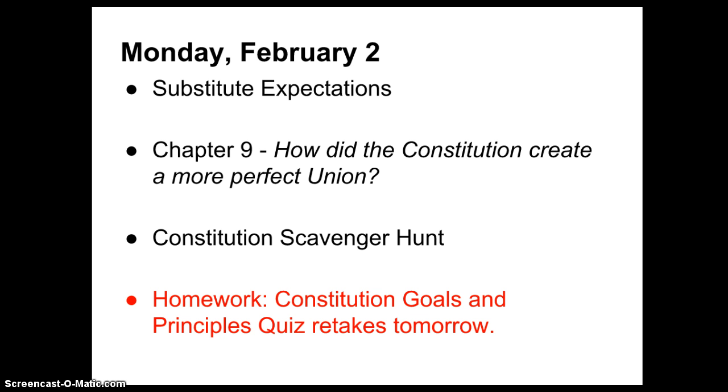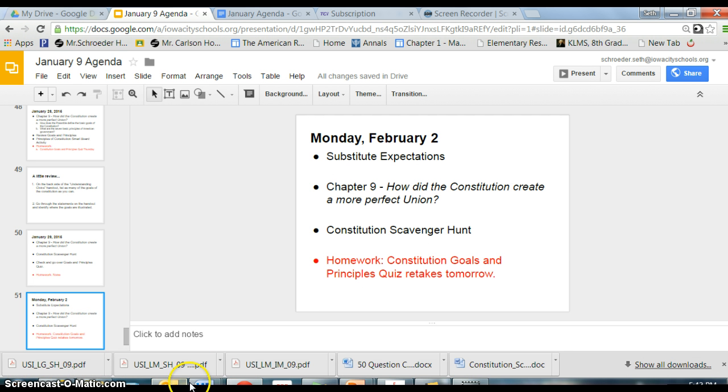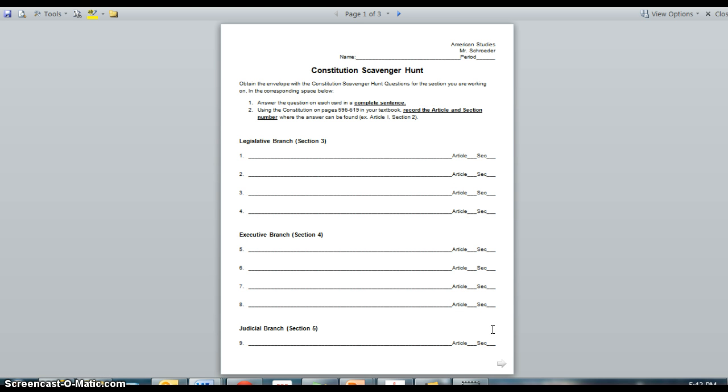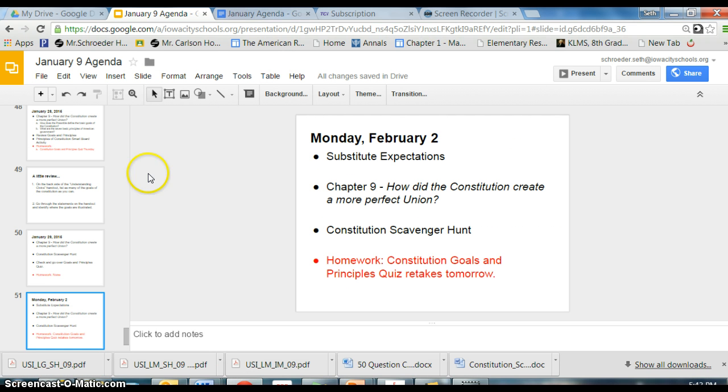So if you were periods 2 through 8, you already have your handout that looks something like this. If you are in first period, the substitute will be handing this out to you. But this is where you're going to be recording your information from the scavenger hunt. Just a quick reminder of how that procedure goes.